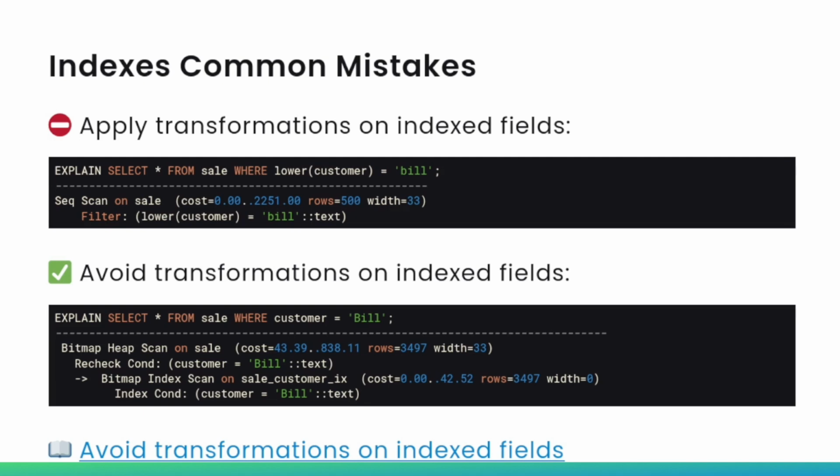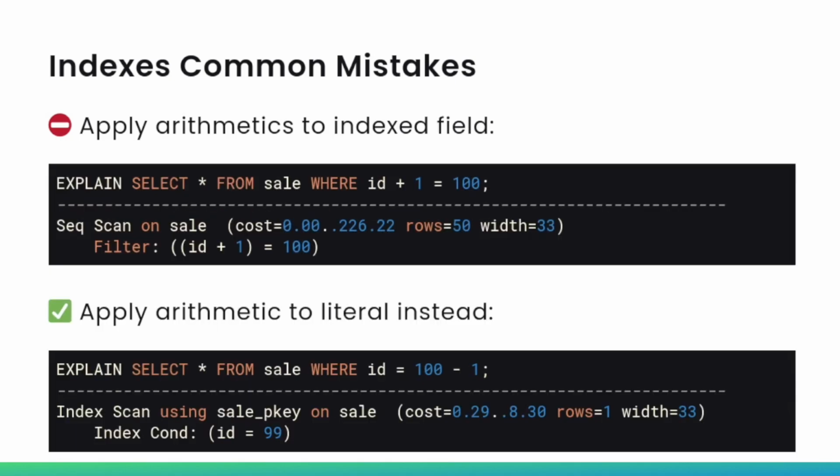One of the most common mistakes I see in indexes is to apply a transformation on an indexed field. If you look at this example, if we select star from sale where lower(customer) equals 'bill', the database did a sequential scan. Now the database has an index on the customer column, but because we applied the function lower on the column, the database was unable to use the index, because the database does not have an index on lower(customer). It has an index on customer. If we had a function-based index on lower(customer), the database would be able to use that index, but we don't. So once we apply a transformation on an indexed field, we potentially prevent the database from using this index.